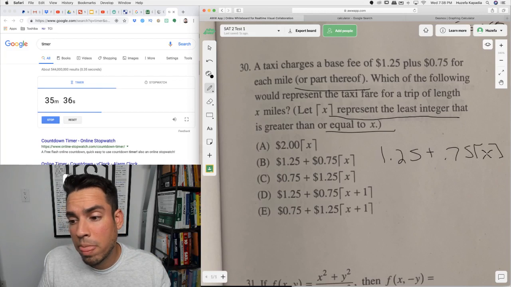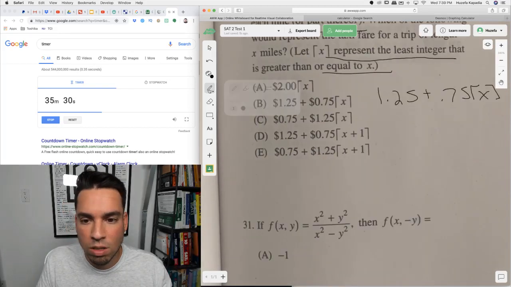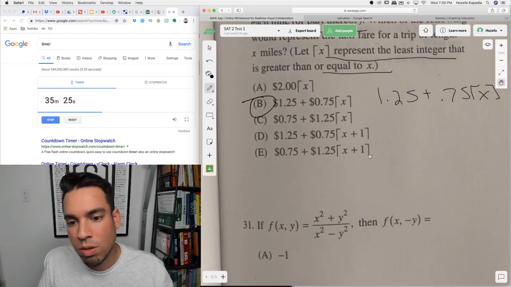Because then it would be like, hey, if we've gone half a mile, it would represent 1, and then it would be 0.75. 1.3 miles, it'd actually round up to 2. I think this is it. It's a pretty simple question. Unless I'm missing something, it's a pretty easy problem.